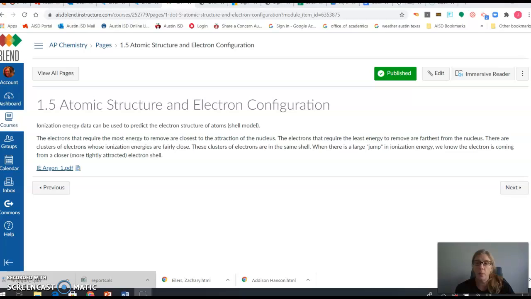As we'll see in a moment, when we look at the data, there are clusters of electrons whose ionization energies are fairly close in value. These clusters of electrons are going to be found in the same shell or energy level. However, when we see a large jump in ionization energy, that's where we know that the electron is coming from a closer and more strongly attracted electron shell.